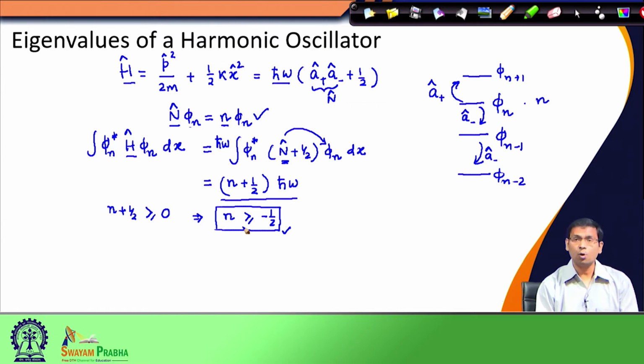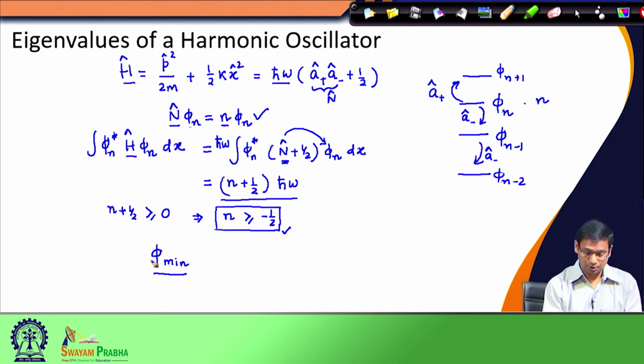Now, if there exists a lower limit of n below which the eigenfunction should not exist, suppose I want to find out what is the lowest possible eigenfunction. I call that phi minimum, that is the lowest function. Now, if I have this lowest function phi minimum, which is the lowest eigenfunction of operator n, and I apply my step down operator on this function, what would I do?